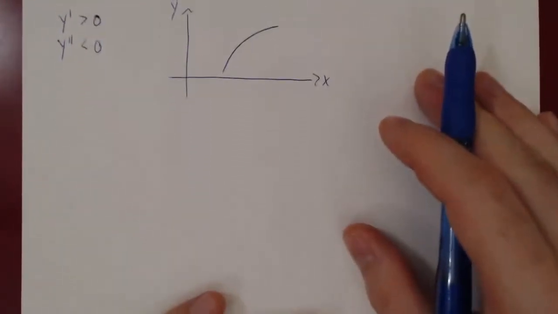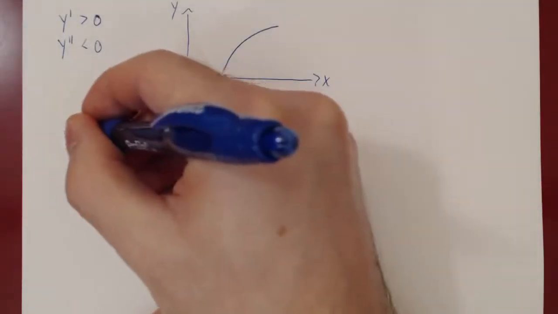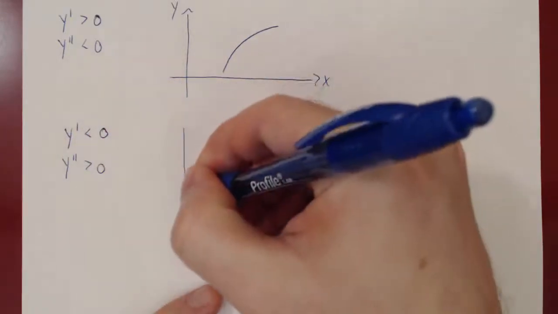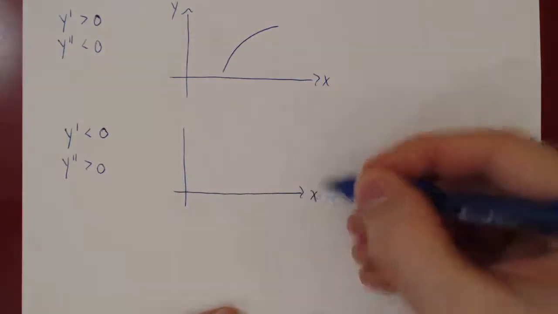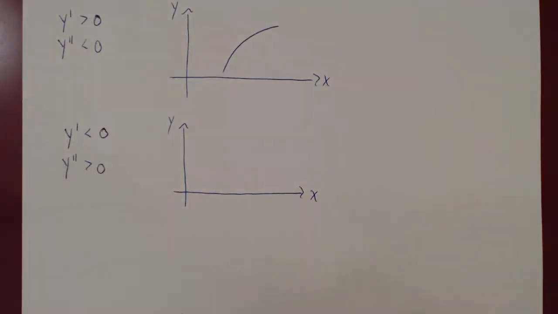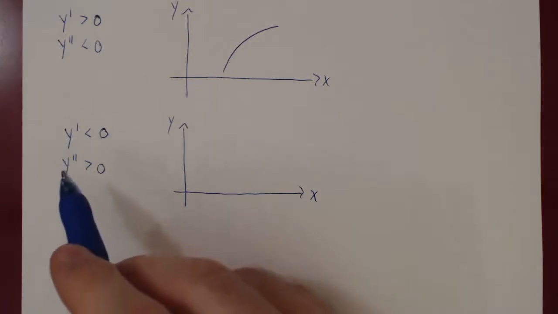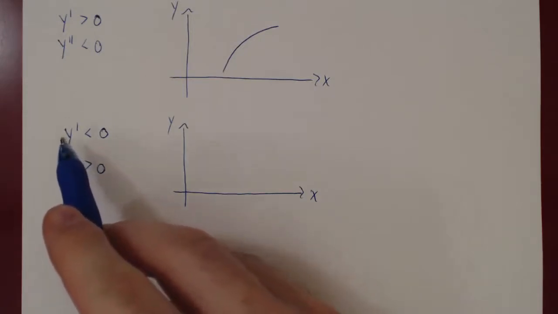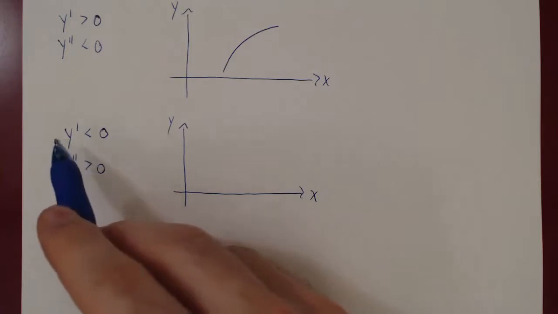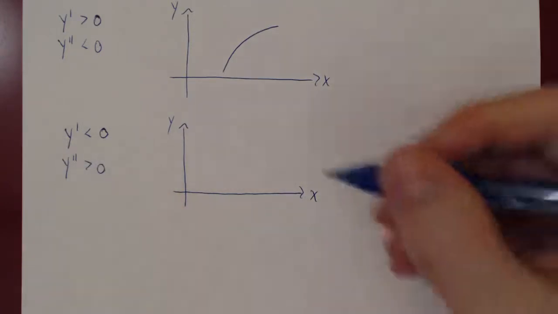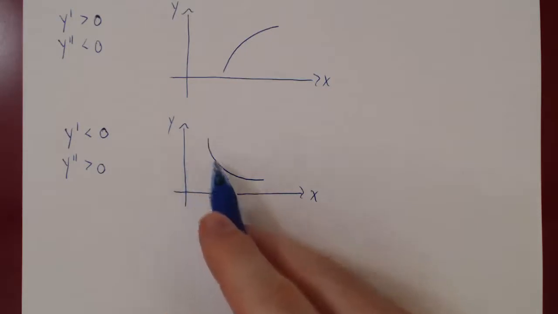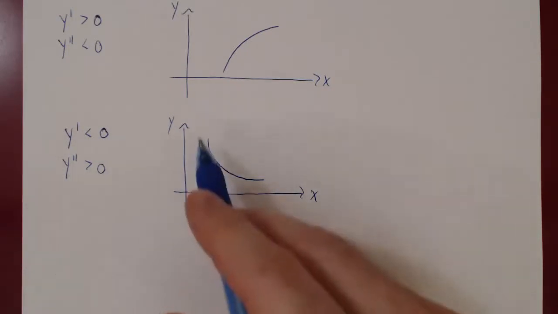Well, what if the derivative is negative? The first derivative could be negative, and now the second derivative could be positive. The graph is decreasing because the first derivative is negative, and the second derivative is positive, which means that the curve is concave up. So we have to sketch a graph of a function that is decreasing and concave up. The only way of doing this is if the graph looks something like this. First derivative is negative, decreasing, and second derivative is positive, concave up.